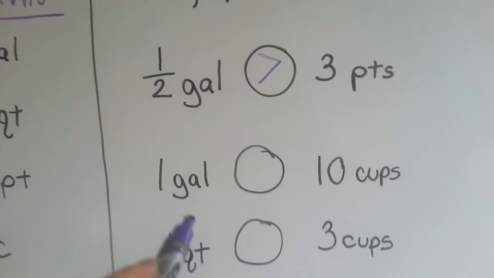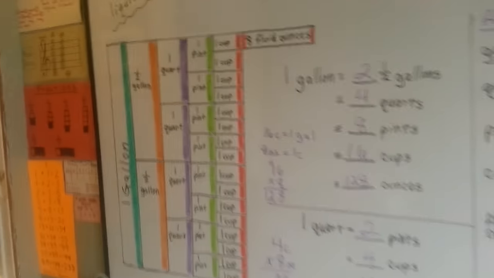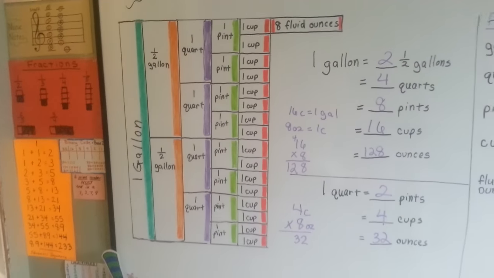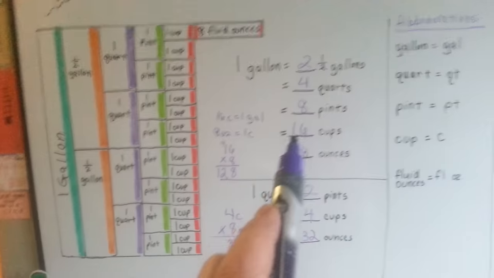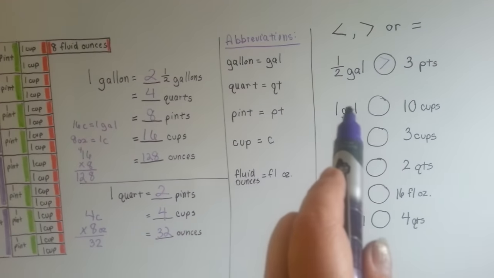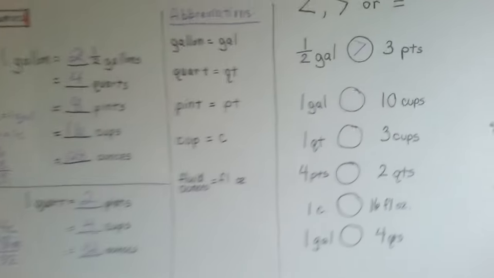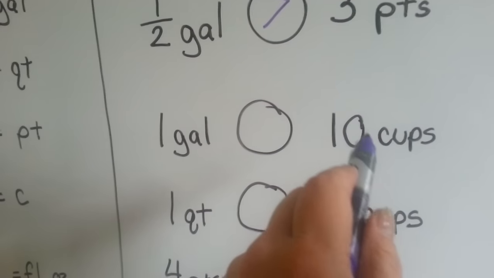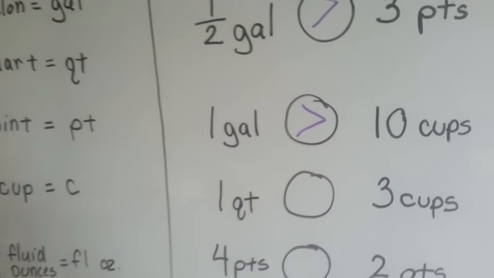See? What's bigger, 1 gallon or 10 cups? All right, well, how many cups are in a gallon? There's 16 cups in a gallon. See, right here, 1 gallon is 16 cups. So which is bigger, a gallon or 10 cups? The gallon, right? Because there's 6 too little here. It should have been 16 to be equal. So a gallon is bigger.